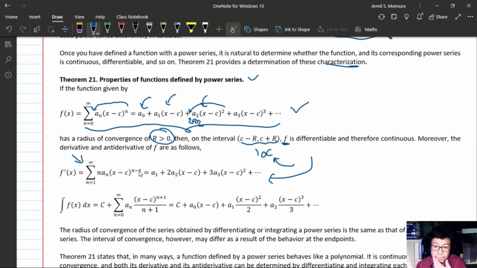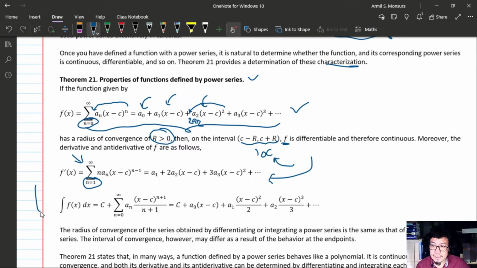But here is an important point that you have to see. The limits have changed. So if you take the derivative, the limits of the summation actually will change. So that's how we take the derivative of your function in power series form.